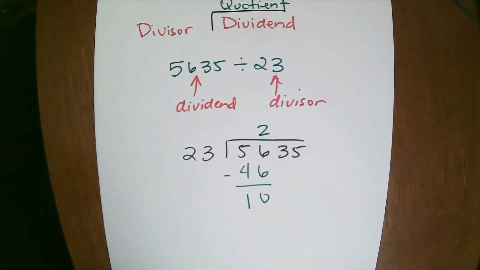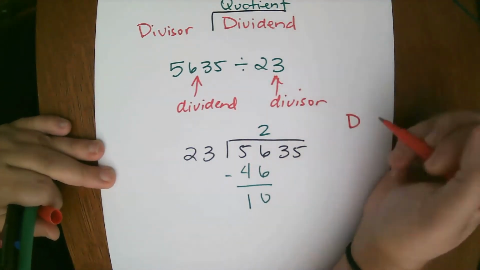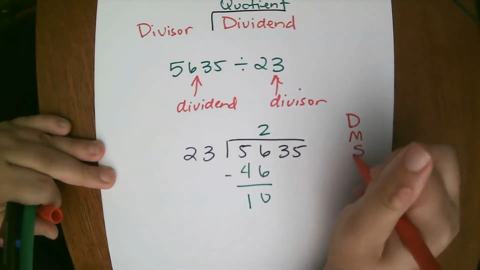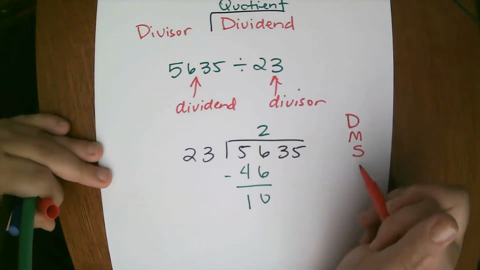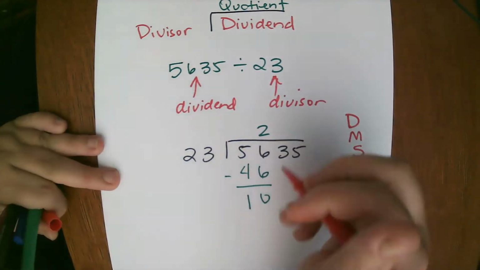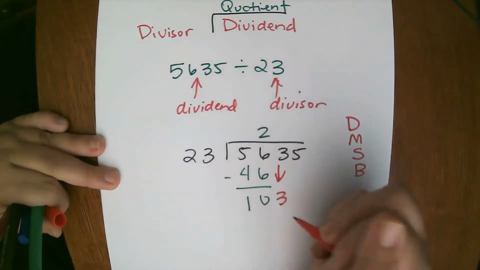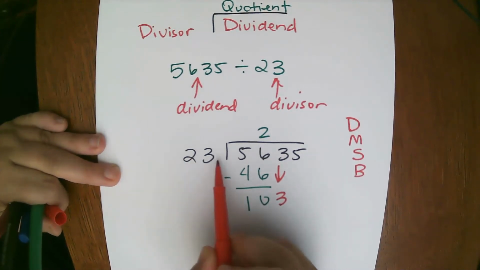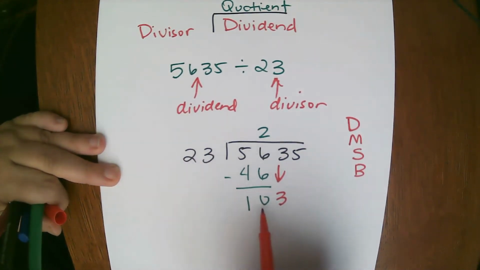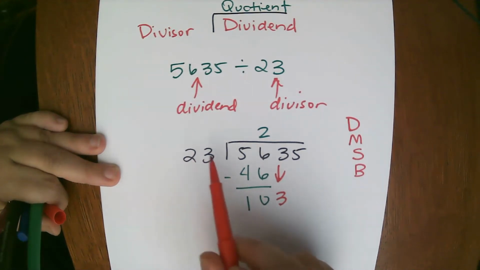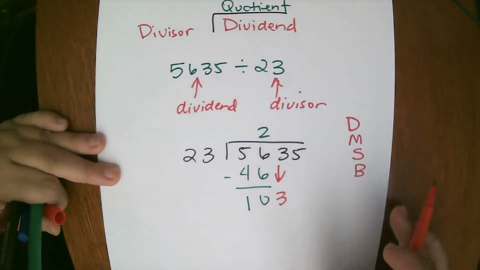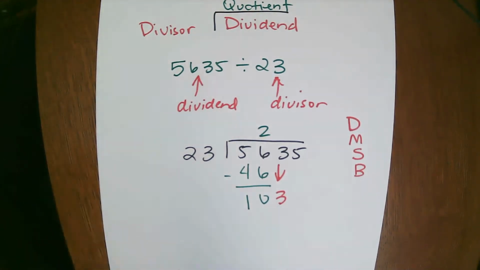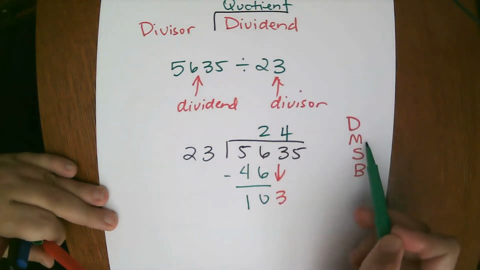Okay, so you kind of got an idea of the method we're using. The first thing we did was we divided. Then we multiplied, right? We multiplied 23 times 2. Then we subtracted. And the last thing we're going to do is bring down. That's what the B stands for. So we're going to bring down this 3. And then we start it all over again. We're going to go back to divide. So how many times or how many 23s can I fit into 103? How many 23 parts can I fit into 103? Well, if I look at my multiplication chart, I can fit 4 parts in there.